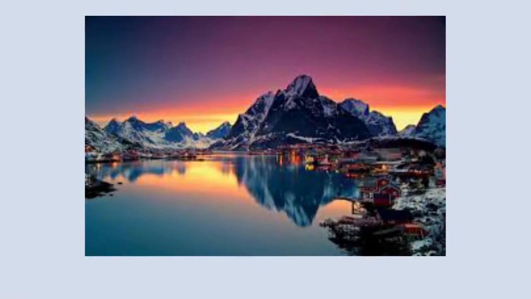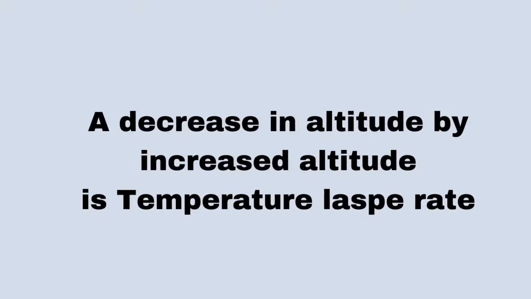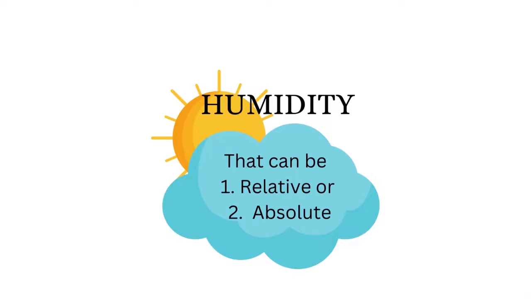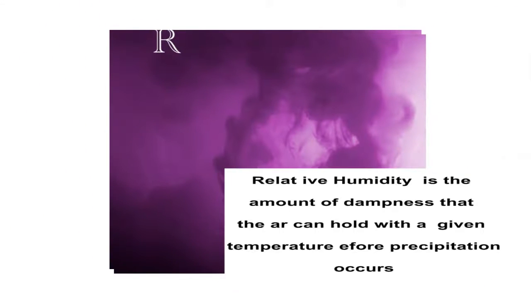The 3 types of temperature lapse that we have are adiabatic, environmental, and standard temperature lapse. So in referring to temperature lapse rates, we have environmental lapse rate, adiabatic lapse rate, and standard lapse rate. Moving on to the next element of weather, we have humidity. Humidity is the amount of dampness or water vapor in the air, which can be absolute or relative. Relative humidity is the amount of water vapor or dampness that the air can hold at a given temperature before saturation or dew point is reached, which will lead to precipitation.